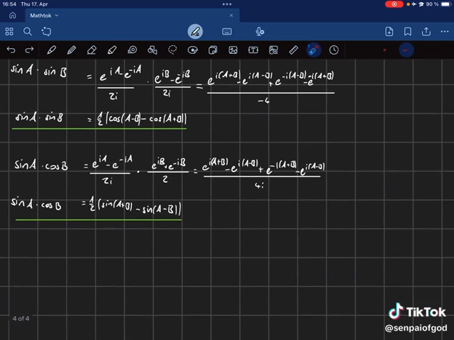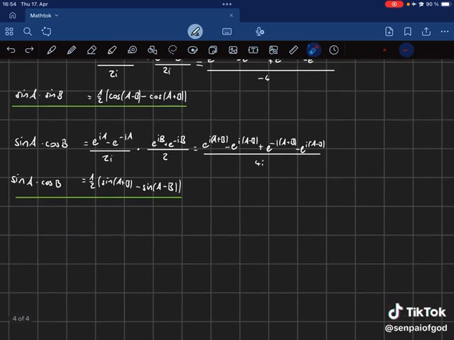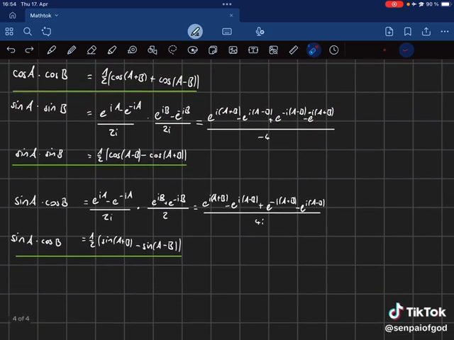Now the last one is sine of a times cosine of b, or it could be the other way around, it doesn't matter. So we have our two different complex values from above. We multiply them and expand the brackets, and we get all of this. We substitute our sine values to get all of this: 1/2 times sine of a plus b minus sine of a minus b.